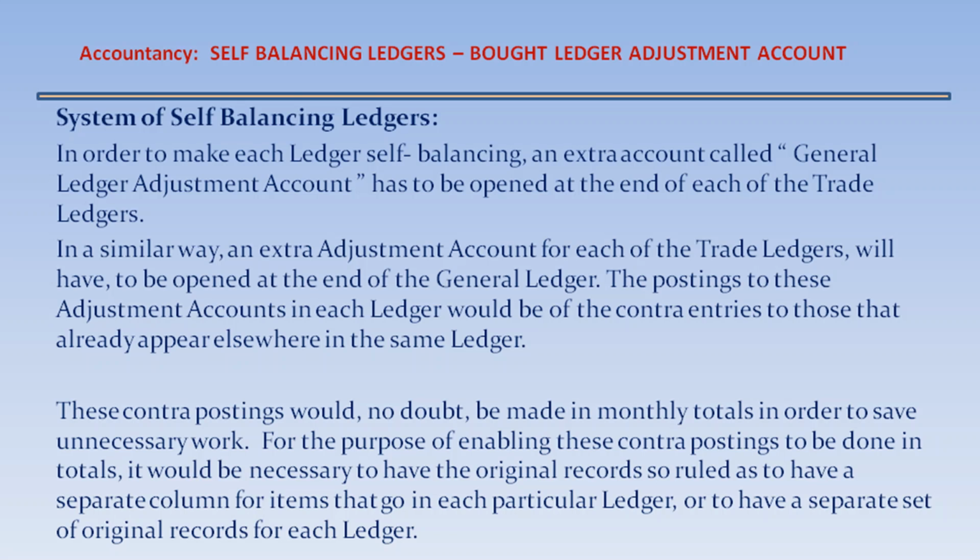In a similar way, an extra adjustment account for each of the trade ledgers will have to be opened at the end of the general ledger. The posting to these adjustment accounts in each ledger would be of the contra entries to those that already appear elsewhere in the same ledger. These contra postings would no doubt be made in monthly totals in order to save unnecessary work. For the purpose of enabling these contra postings to be done in totals, it would be necessary to have the original records so ruled as to have a separate column for items that go into each particular ledger, or to have a separate set of original records for each ledger.